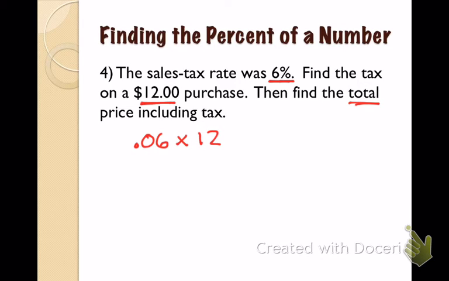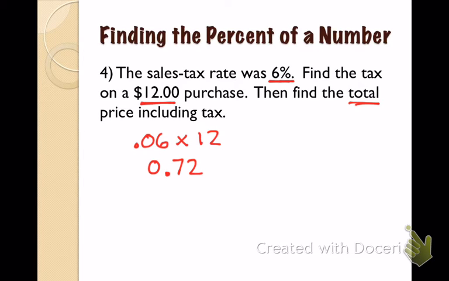So I'm going to go ahead and multiply these. That gives me 72. Because we're working with money, I'm going to go ahead and put the 0 up front. So it's 72 cents. So that's how much tax we're going to pay.